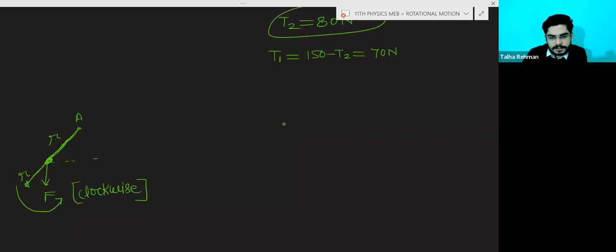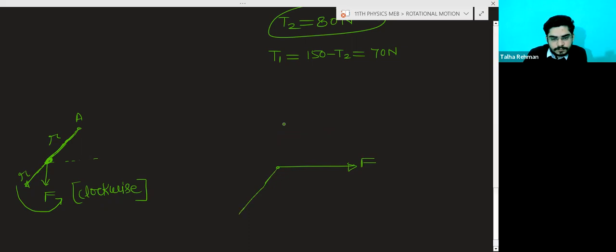Now another example. This is a force acting, and this is R. This is the distance, and this is the force. This is point B. Can you tell me what is the direction of the torque in terms of clockwise or anti-clockwise? You have to tell about point B due to this force F.